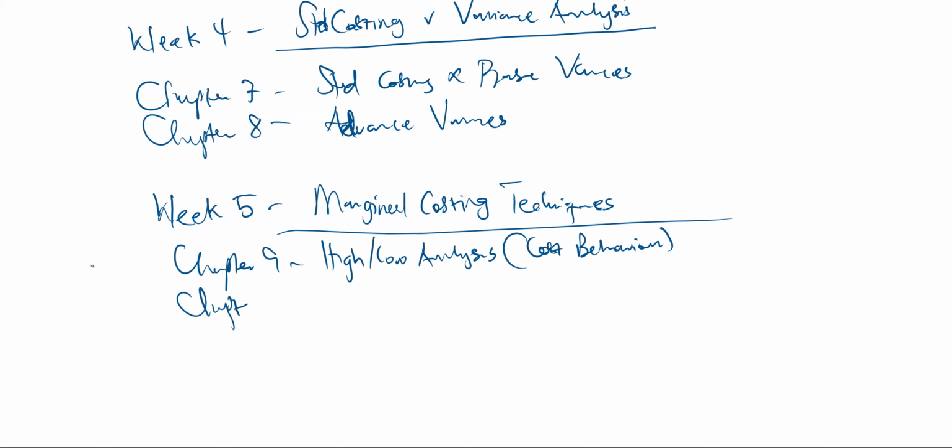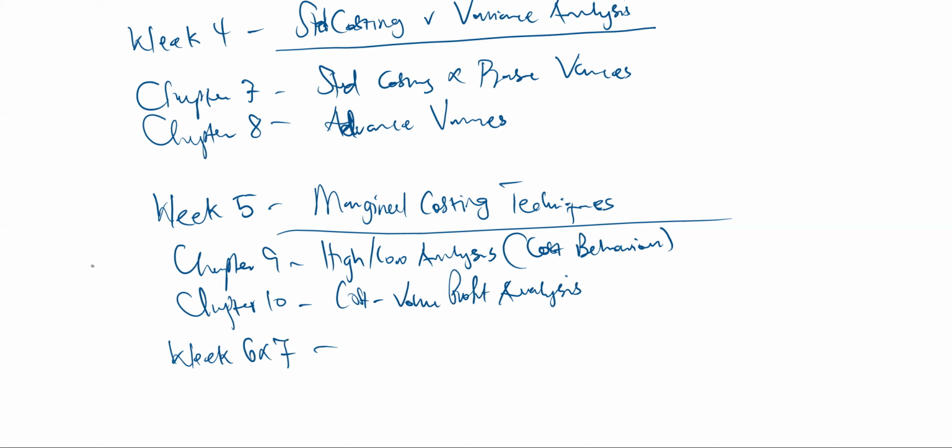Then we are going to dive into chapter 10, and under chapter 10, we are going to learn CVP analysis, right? Cost volume profit analysis. And then week 6, we do relevant costing and decision making, right? Let's make it week 6 and 7. So weeks 6 and 7, we are going to do relevant costing and decision making, right?